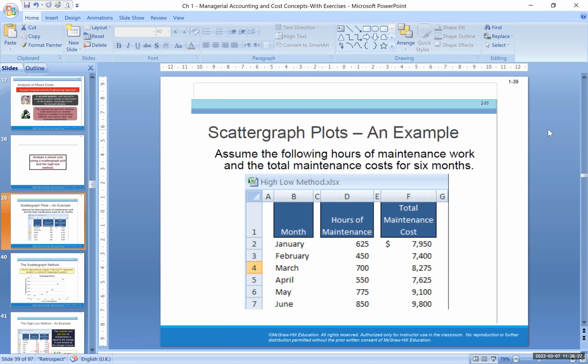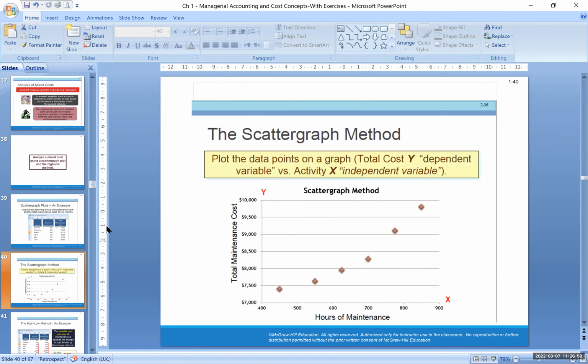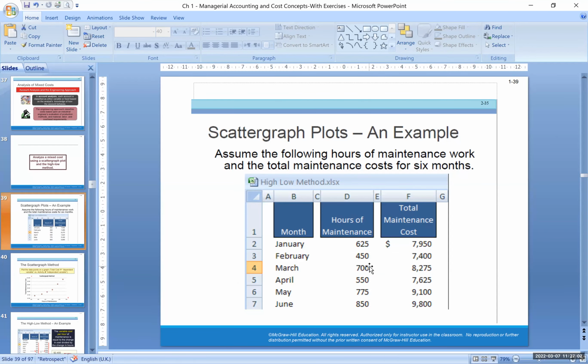An example: assume the following hours of maintenance work and the total maintenance cost for 6 months. We have 6 months, the number of hours of maintenance, and the total cost for this maintenance, the expense that we have to pay from January to June. Now, the scatter graph method means to represent each hours and its cost.